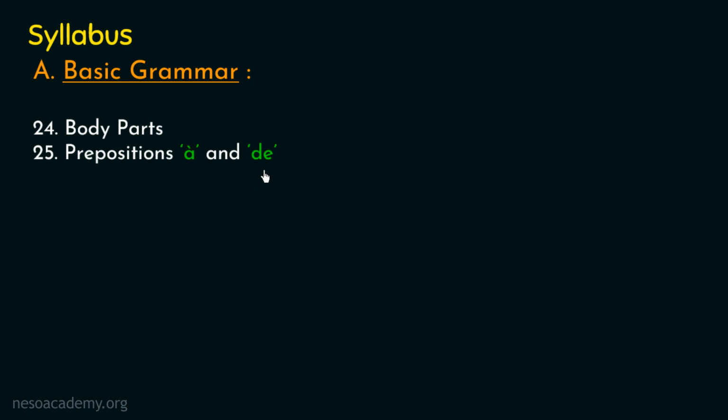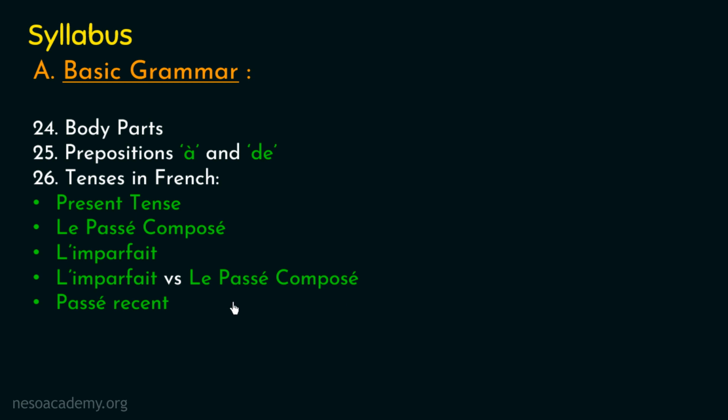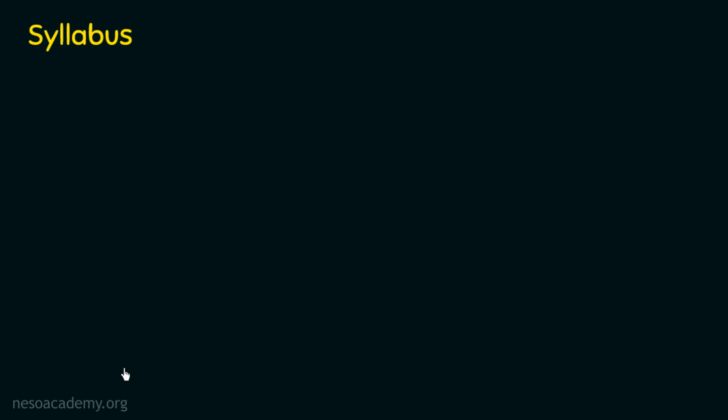And after discussing the prepositions, we will move on to the tenses in French. Tenses in French include the present tense, then we have le passé composé, then we have l'imparfait. Next is l'imparfait versus passé composé. Here we will discuss the difference between l'imparfait and le passé composé. Then we have le passé récent. The next is le futur proche. And finally we have le futur.